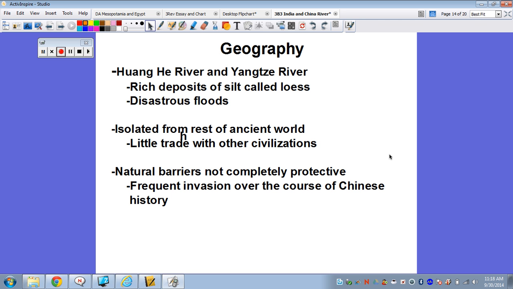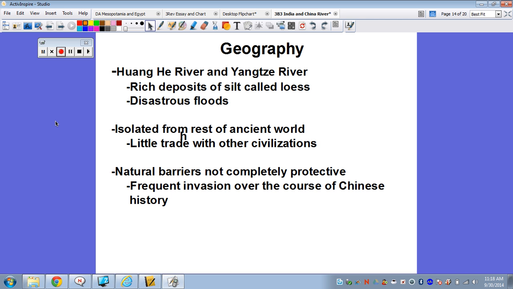Just like the rest of the rivers in our other societies, there's going to be rich deposits of silt that are left behind. And in China, we're going to call this loess. It's kind of a yellowy substance. It's a rich deposit of silt, and it helps make farming better. And then, of course, the Huanghe River is going to have some disastrous flooding. So when it does flood, it's unpredictable, but it's very bad. It's going to wipe away towns, villages. It could wipe away pretty much everything you own. So you must prepare for the floods, and they're difficult to prepare for because they're unpredictable.